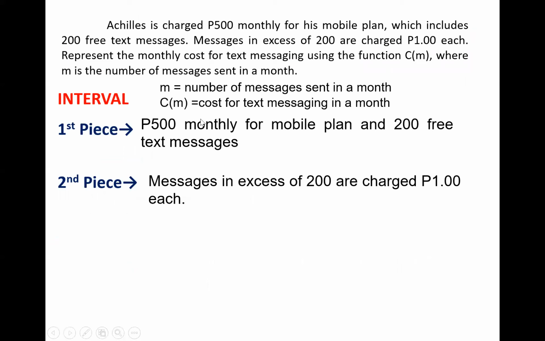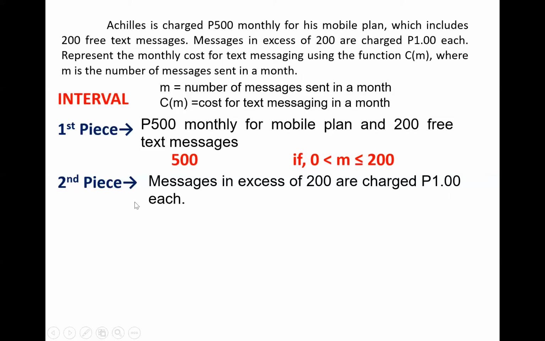So, first piece, sabi 500 monthly for mobile plan and 200 free text messages. So, paano natin siya ina-analyze? So, monthly, magbabayad ka ng 500 for your mobile plan and kasama doon yung 200 free text messages. Okay? It is only applicable, 500 pesos for a month is only applicable if yung text messages mo is less than or equal to 200, greater than 0, or M is less than equal to 200. Okay? So this is now our first subfunction.